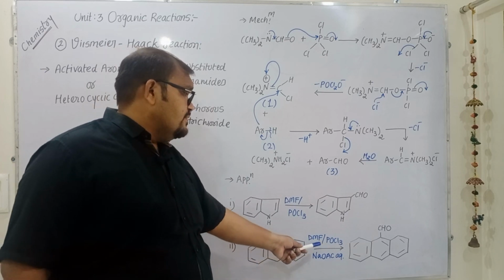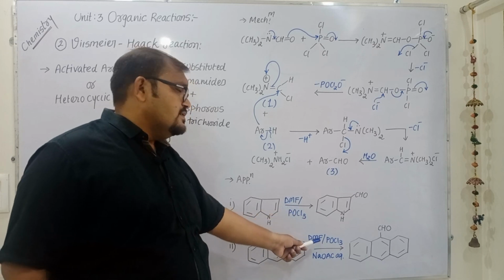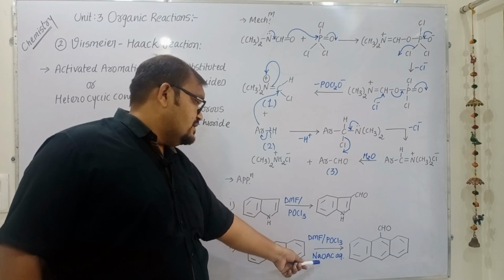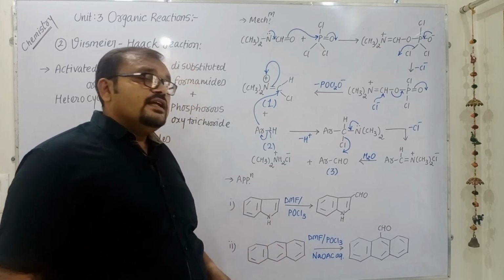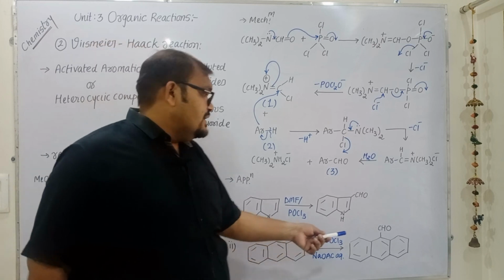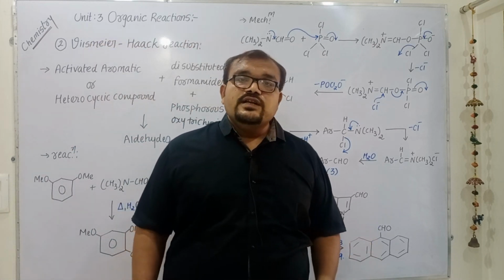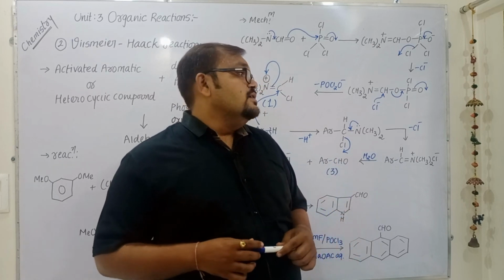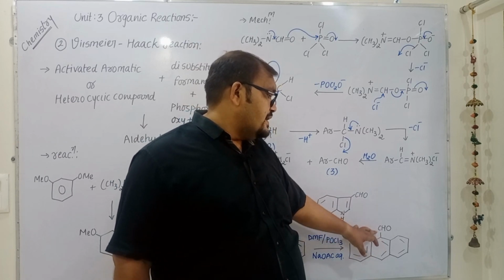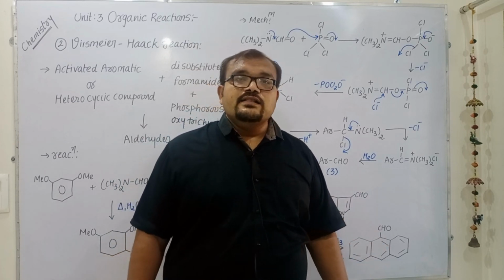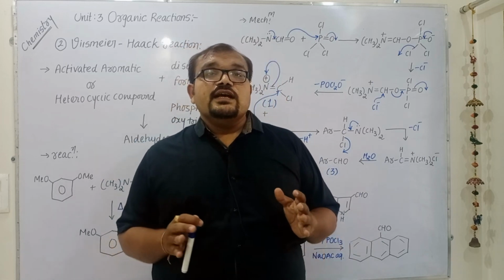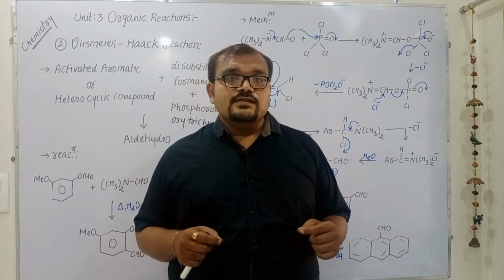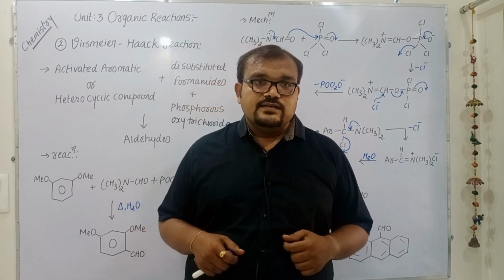When you react it with the same reagents, that is DMF and POCl3, and then after hydrolysis with aqueous sodium acetate, it will give us an aldehyde as a product. Also we know that in anthracene the 9 and 10 positions are highly activated, so we will get this aldehyde group at the 9th position of anthracene. In this way we can easily memorize an important reaction for organic synthesis, the Vilsmeier-Haack reaction.